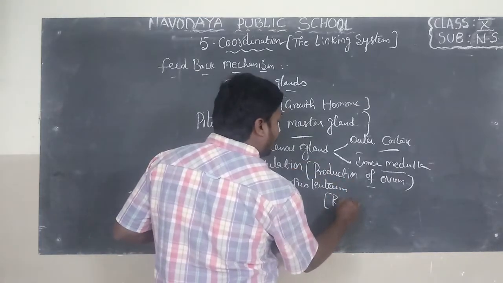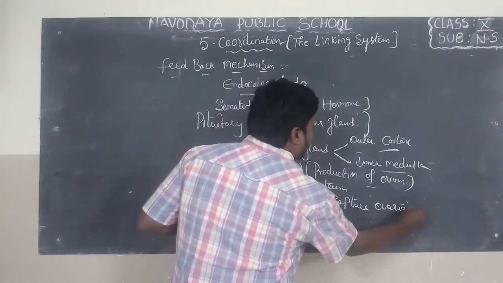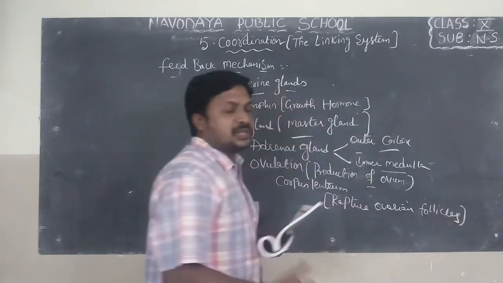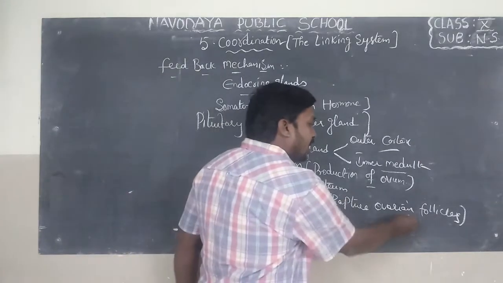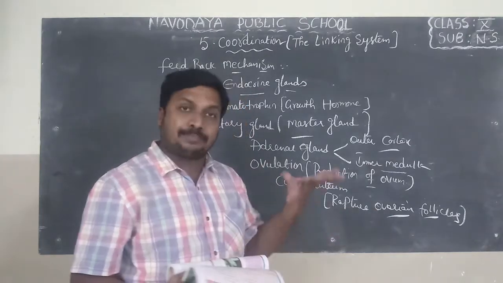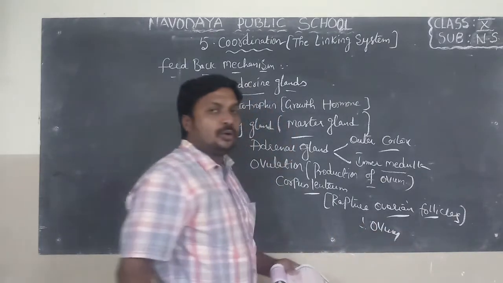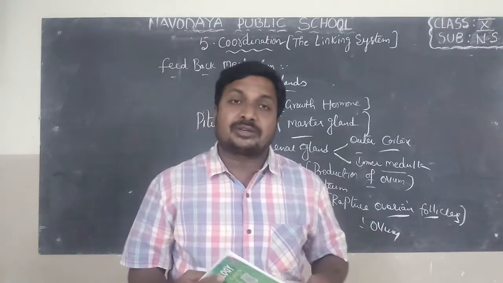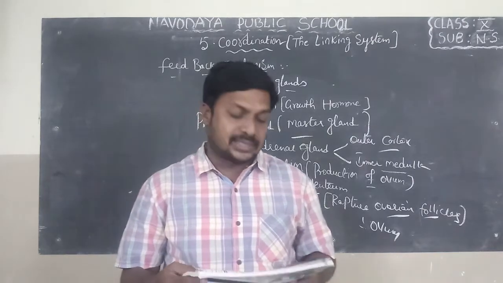Now I will explain briefly. Rupture of ovarian follicles. If you observe in the female ovary, we can find follicles known as ovarian follicles. These follicles contain one ovum. When these follicles rupture, what remains is called the corpus luteum, which helps to release the ovum. And then secretion of progesterone. Progesterone is a female sex hormone which is useful to females at the time of pregnancy.